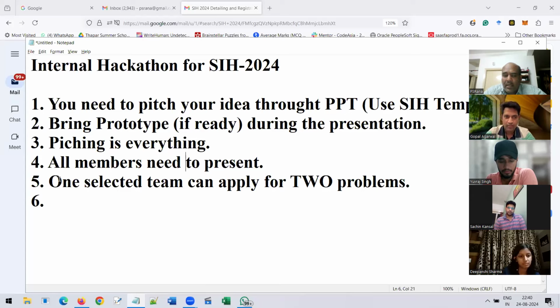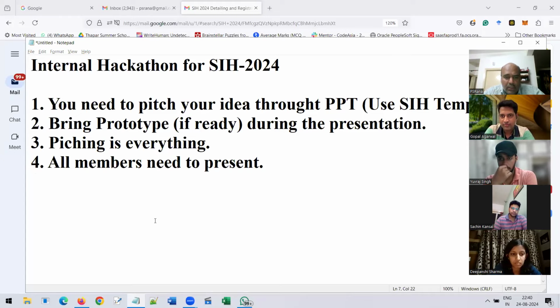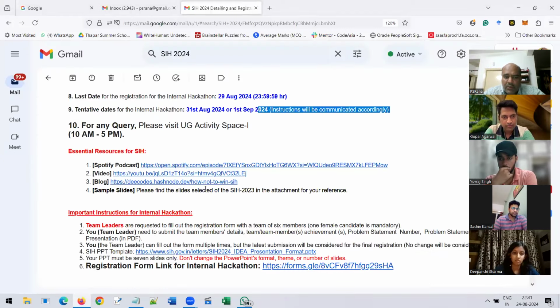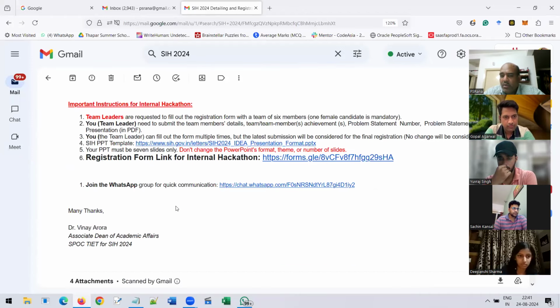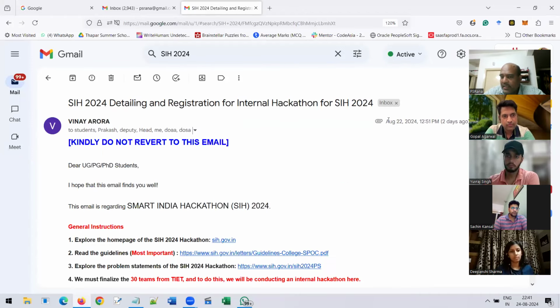And we need to select a single team, and at the end of the day, a team can apply for 2 problem statements. Okay, so we will register the team leader only, and then it is the responsibility of the team leader to register their complete team, apply for the problem statement, and upload the PPTs. Apart from this, this is the instruction I already mailed to you on your Thapar email ID, and the date is 22nd August.